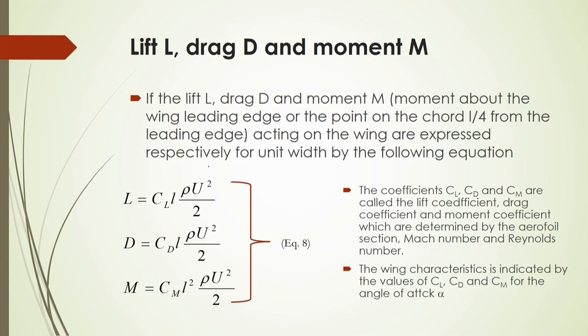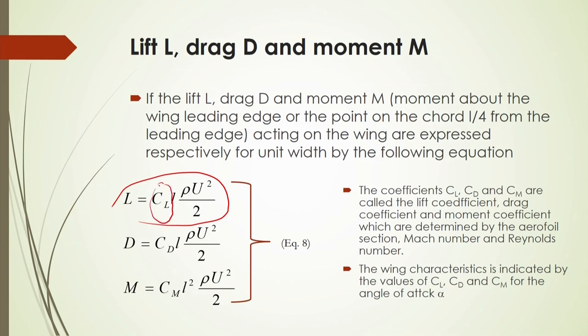So, in that case L, as per the earlier definition, will be proportional to the projected area as well as the kinetic energy of the fluid flowing over the surface of the aerofoil section. Then we can have L equal to C L into l into rho u square by 2. Here only this area is considered, with unit width. So, in that case we have the projected area as l.